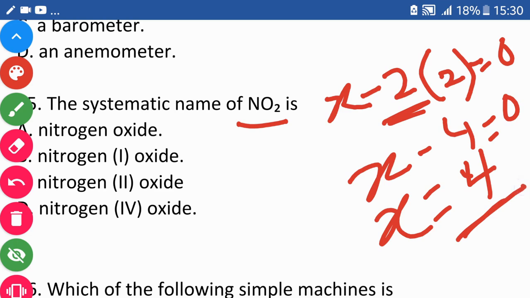So that is what you are going to use in naming. So it's going to be called nitrogen 4 oxide. So the answer is D.